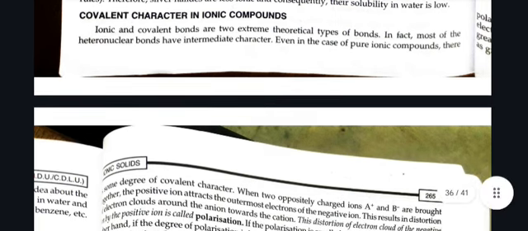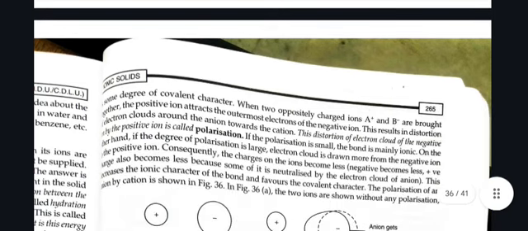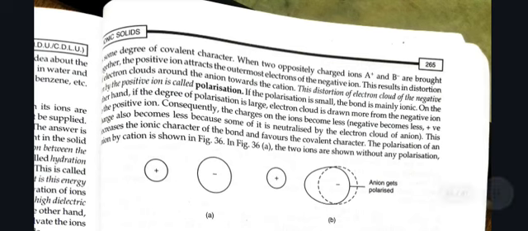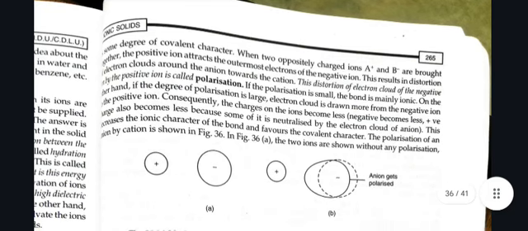When two oppositely charged ions, A+ and B-, are brought together, the positive ion attracts the outermost electron of the negative ion. This results in distortion of the electron cloud around the anion towards the cation. This distortion of the electron cloud of the negative ion by the positive ion is called polarization. If the polarization is small, the bond is mainly ionic. On the other hand, if the degree of polarization is large, the electron cloud is drawn more from the negative ion to the positive ion. Consequently, the charges of the ions become less, because some of it is neutralized by the electron cloud. This decreases the ionic character of the bond and favors the covalent character.